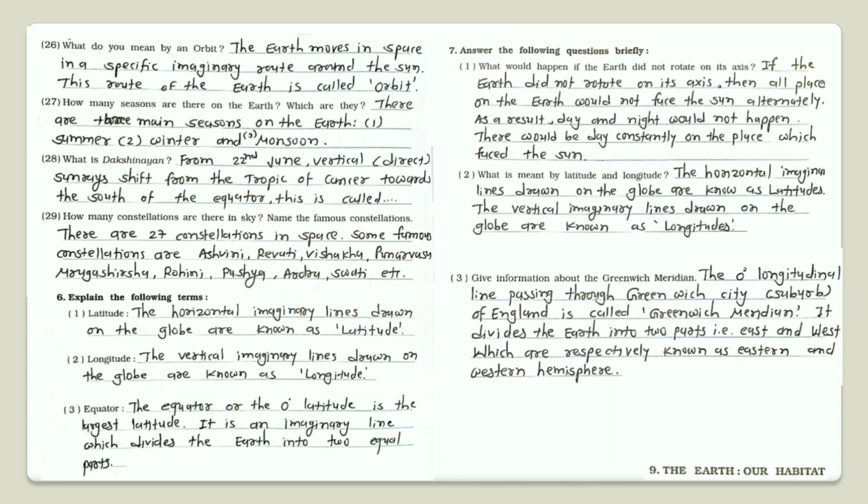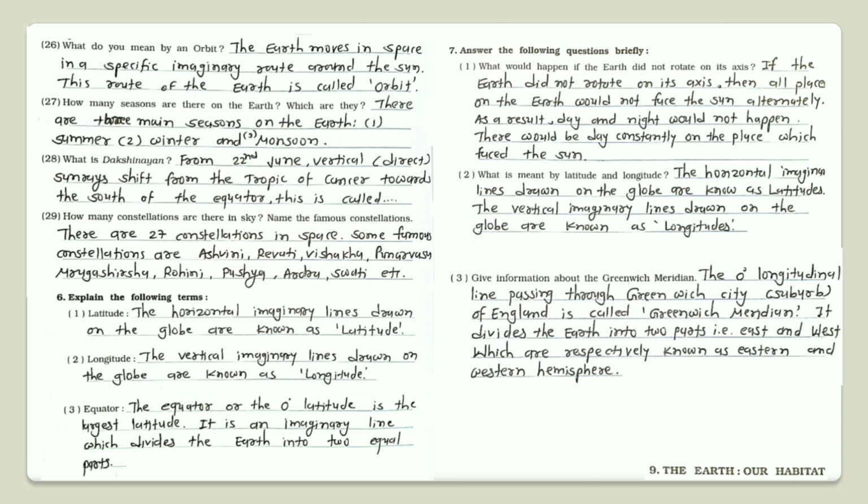First question. What would happen if the earth did not rotate on its axis? If the earth did not rotate on its axis, then all places on the earth would not face the sun alternately. As a result, day and night would not happen. There would be constant day on the place which faces the sun.